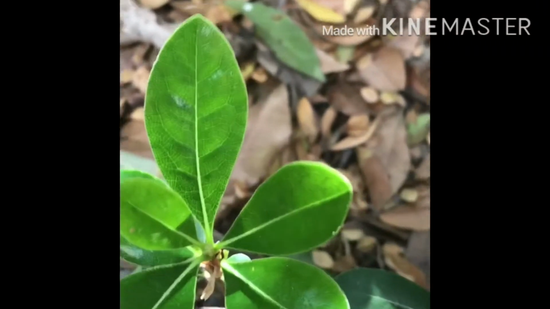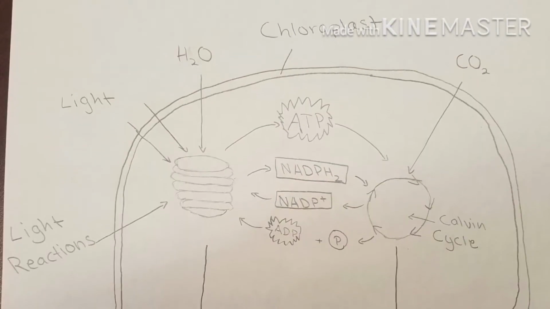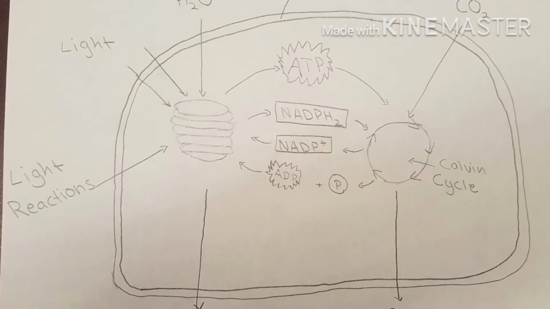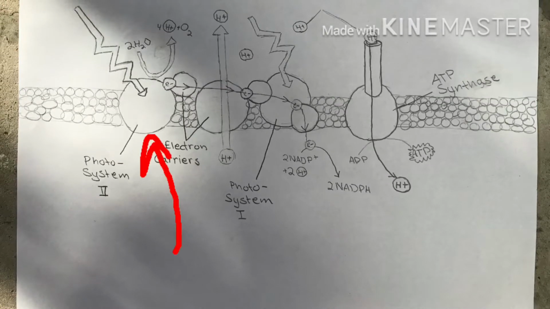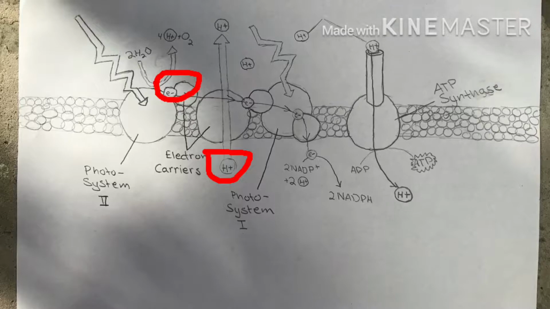To start, we need to zoom in to the plant cell. Now that we're here, we're going to go into the chloroplast, where photosynthesis takes place. There are two main processes in photosynthesis, the Calvin cycle and light reactions. We'll be starting with light reactions, which take place in the thylakoids. Inside photosystem 2, there is a pigment called chlorophyll that absorbs light energy. The energy is used to break down water molecules into energized electrons, hydrogen, and oxygen.